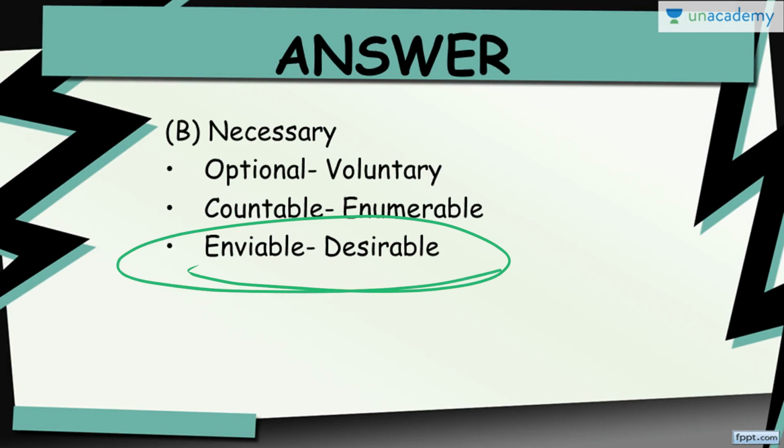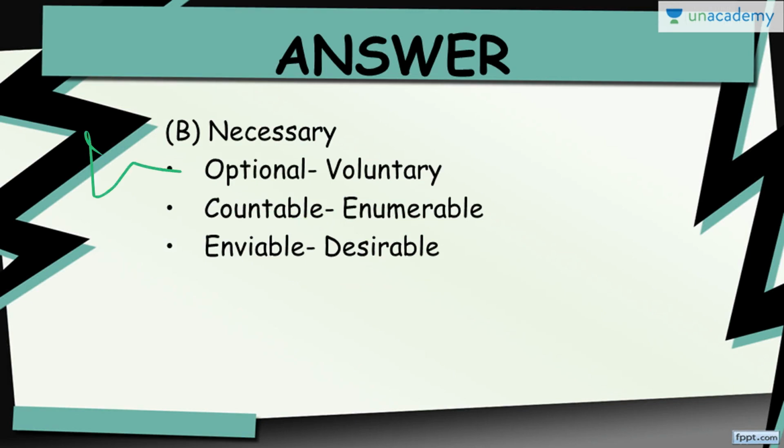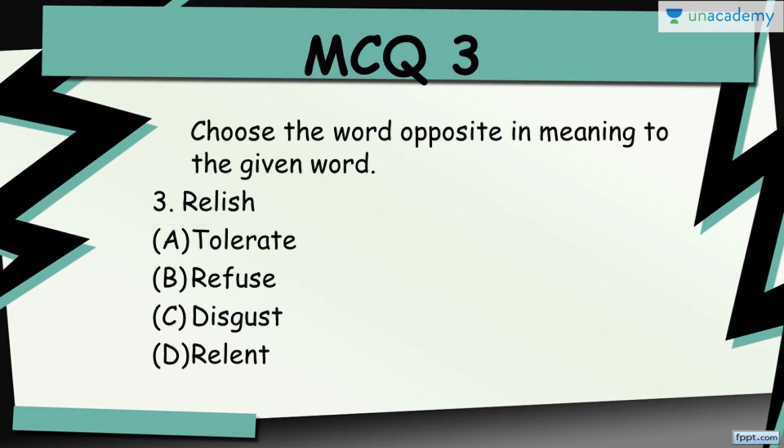So we now know four different words and their meanings, or their synonyms we can say. So we first of all know inevitable का मतलब है necessary. We have optional which means voluntary. We have countable which means enumerable. We have enviable which means desirable. So we have learned four words and their four different meanings. Then we move on to MCQ 3rd.